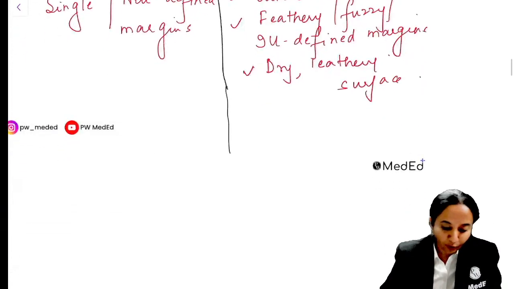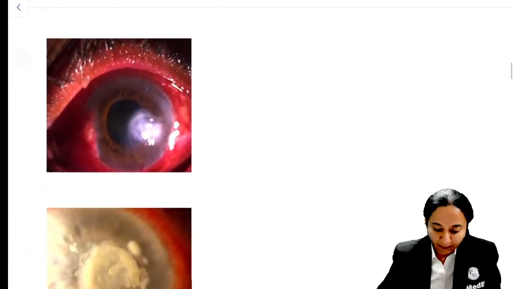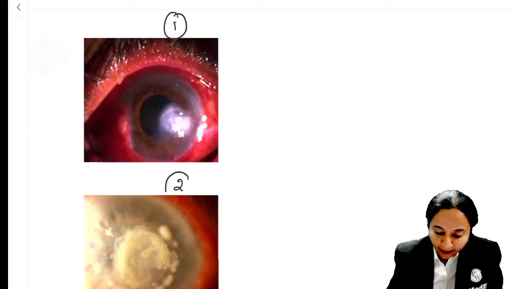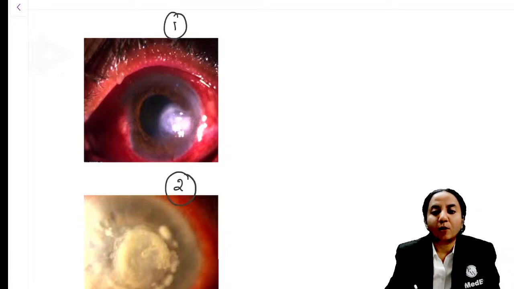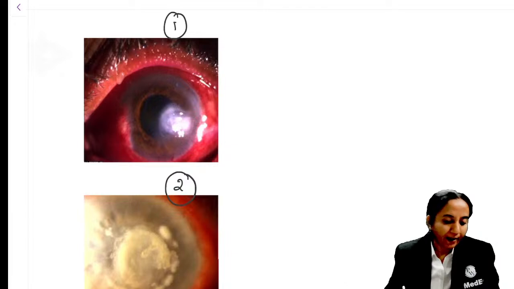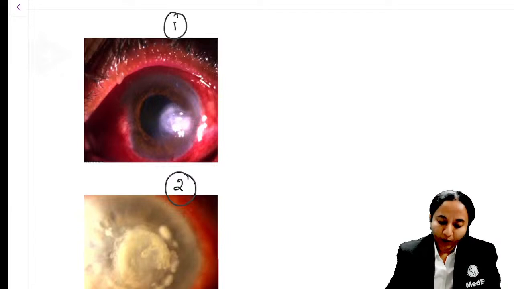So, satellite lesions, feathery, fuzzy, or ill-defined margins, and a dry and leathery surface. Now, I am just going to show you two images, which I'll name image number 1 and image number 2. If you look at image number 1, are you likely to call it bacterial or fungal? We have just studied this, so this can come as a spotter also. I'll just mark out the ulcer for you. This is our ulcer. So what will we call picture number 1 and what will we call picture number 2?